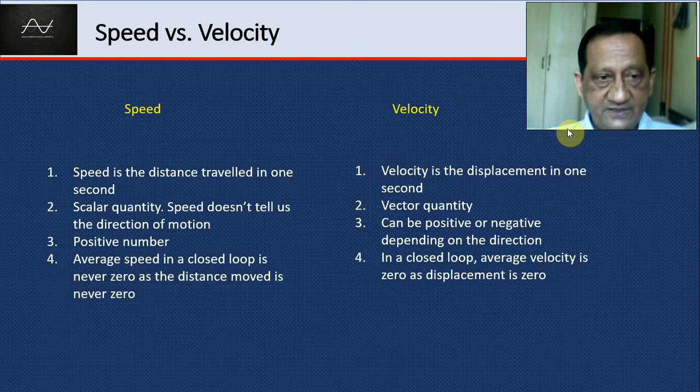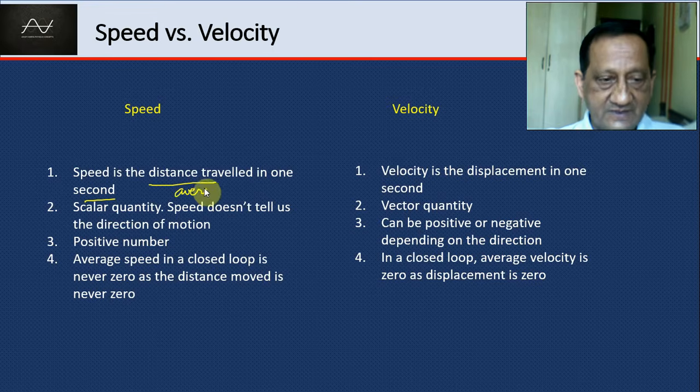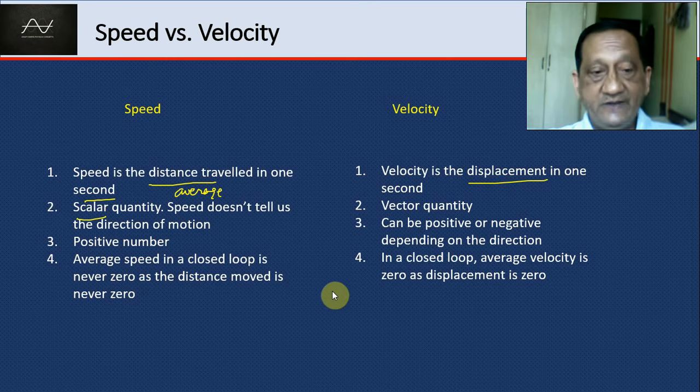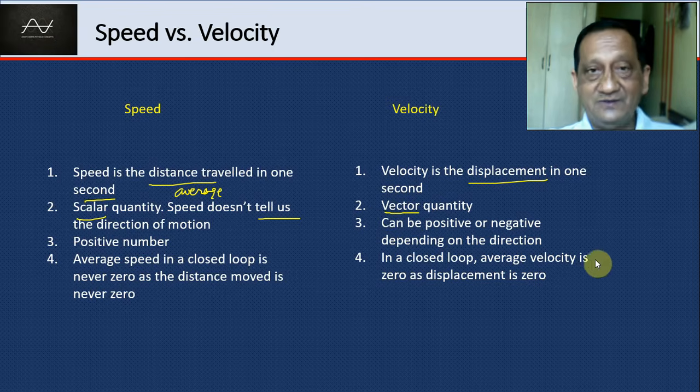So to summarize, speed versus velocity. Speed is the distance traveled in 1 second, the average speed in that 1 second. Velocity is the displacement, the average velocity in 1 second. Speed is a scalar quantity, and it doesn't tell us the direction of the motion because it doesn't have direction. Well, velocity will tell you the direction also because it's a vector quantity.